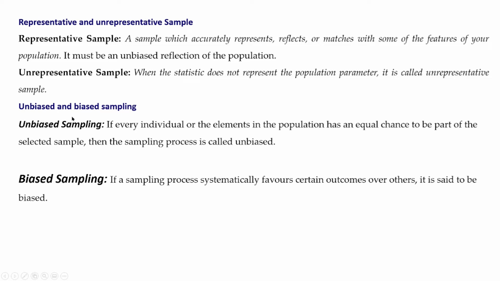Next we have biased and unbiased sampling. In unbiased sampling, every individual or element in the population has an equal chance of being selected in the sample. That is unbiased sampling. And then we have biased sampling. If the sampling process systematically favors certain outcomes over others, then it is said to be biased sampling. So these are different ways in which sampling methods can be classified.